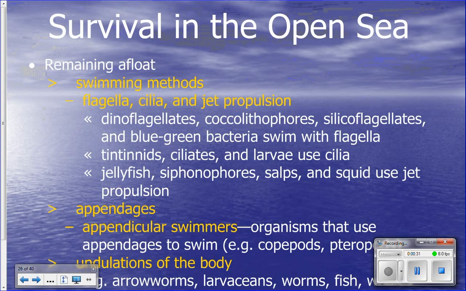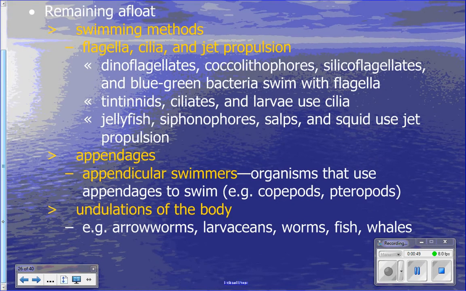There's several methods that animals and plants will use in order to accomplish this. One of the things that they will do is to swim. Both some of the phytoplankton and some of the zooplankton will swim. And there's different swimming methods that they can use. They can use flagella or cilia or use jet propulsion.